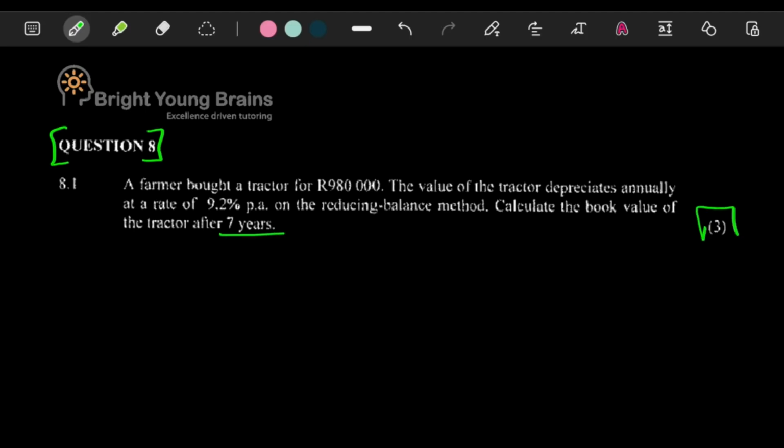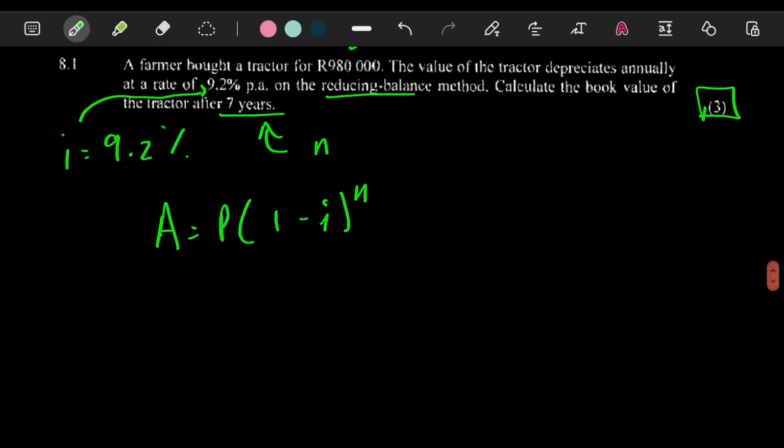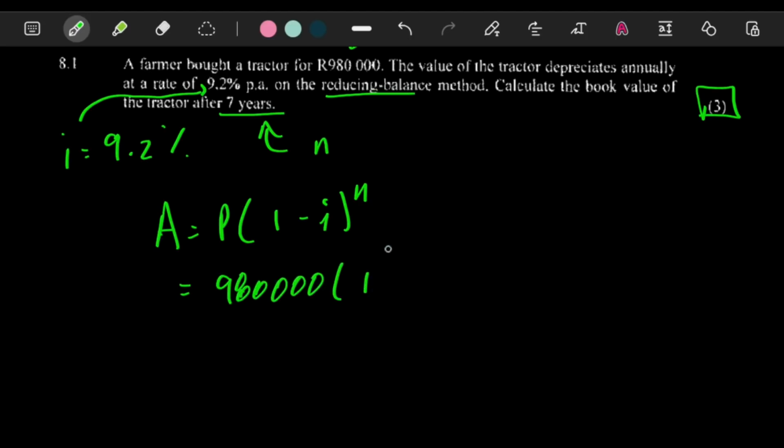This is pretty straightforward. Reducing balance, original price, that's a P. The interest rate here is per annum, so that's I, nothing crazy with this question. It's just free marks everywhere. So reducing balance is just your P formula with the negative. How much is the truck after 7 years? They just want to give us free marks here, which is nice, I guess.